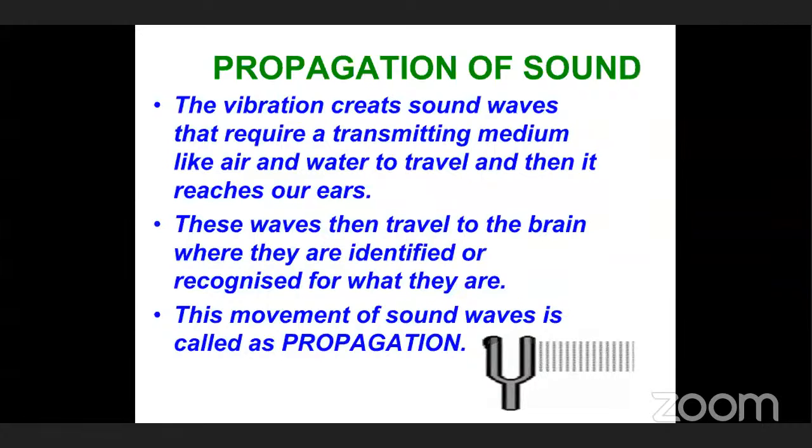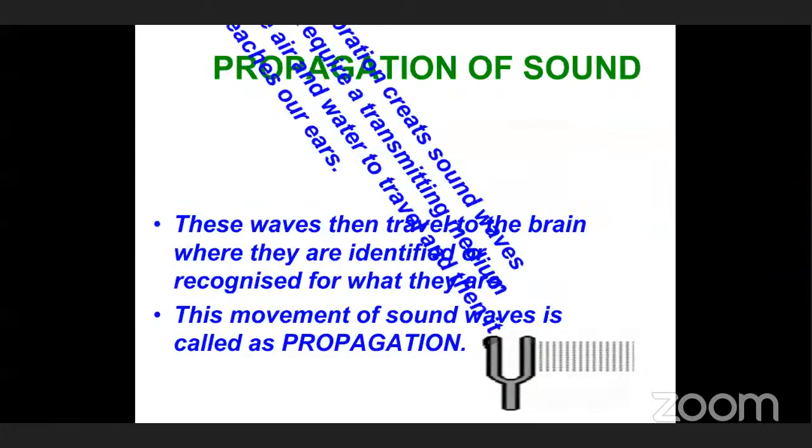Vibration is created by the objects, and the sound waves require a transmitting medium like air and water to travel, and then it reaches our ears. Here, the vibrations are created by an object when it is banged, beaten or struck. Sound waves are created, and these sound waves require a transmitting medium like air or water to travel and then reach our ears.